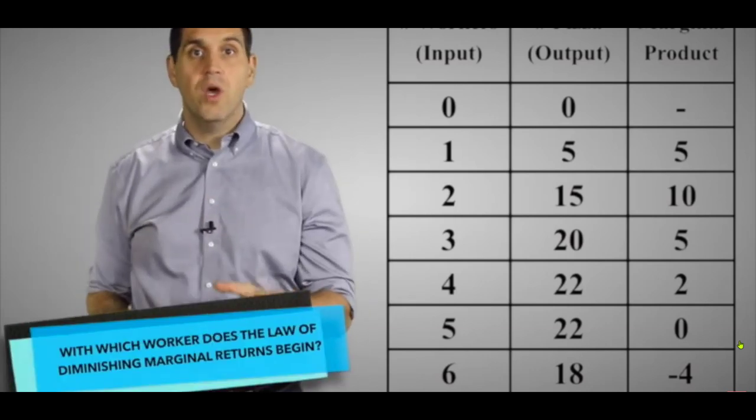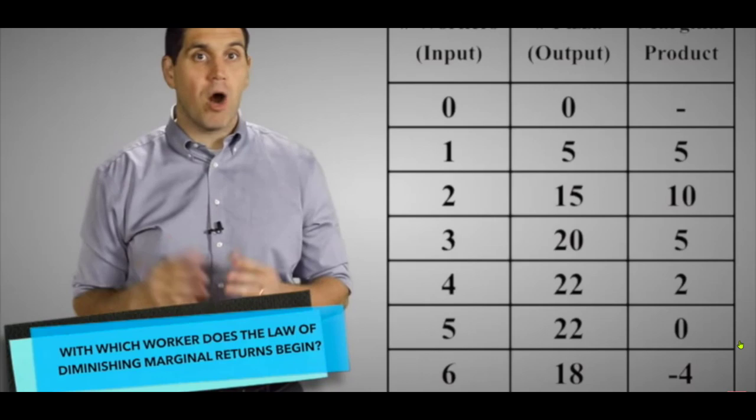Okay, here's the question. With which worker does the law of diminishing marginal returns set in?